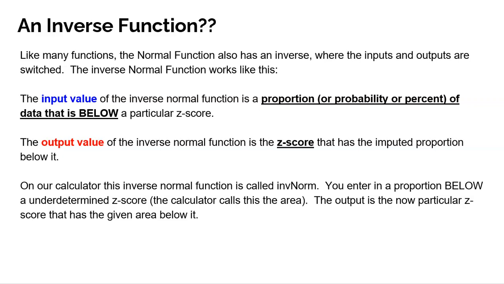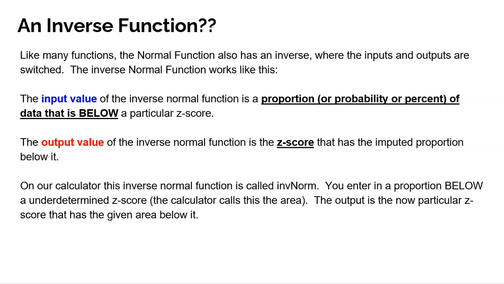So the inverse normal function works like this. The input of the inverse normal function is a proportion of data that is below a particular z-score. The output value of the inverse normal function is the z-score that has the inputted proportion below it. Sorry, I misspelled inputted there.